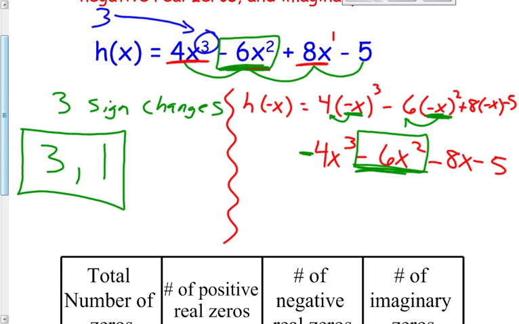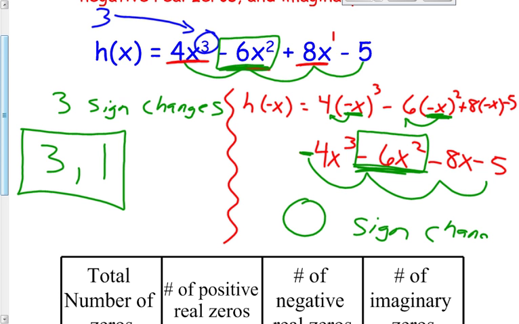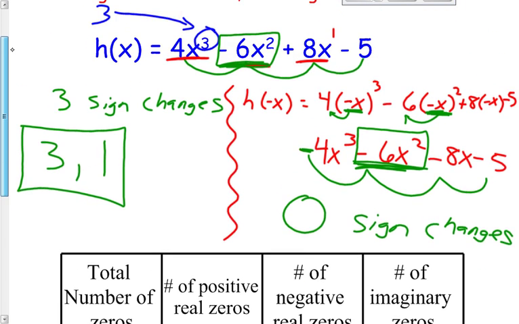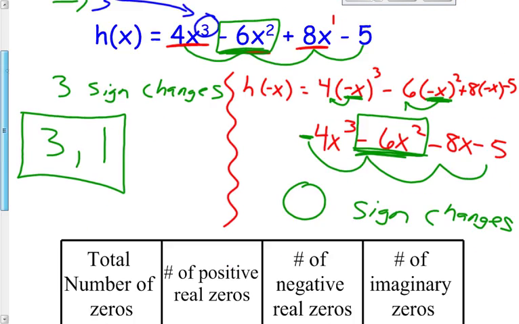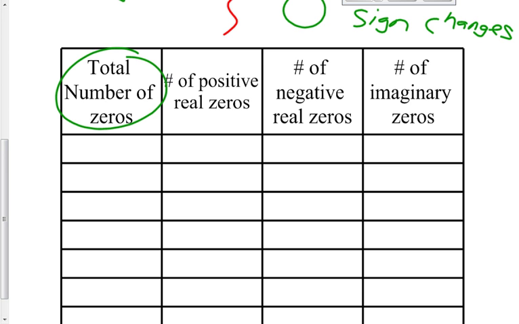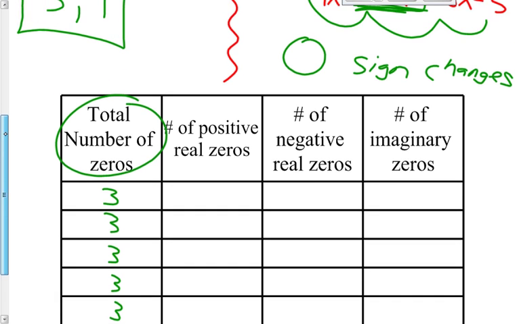So now knowing that, how many sign changes do we have? Negative, negative, negative, negative. Well, this one has 0 sign changes. So if there are 0 sign changes, that means there aren't going to be any negative real zeros. So knowing that, I know there's going to be a total of 3. So the total number of zeros, this column right here, is 3. A lot of times I just write 3 in here, because I know that there's always going to be 3. And then as I fill in my chart, I can erase as I go if I want to as well.